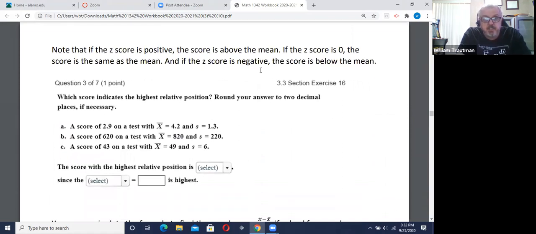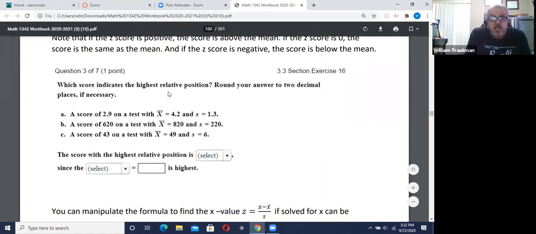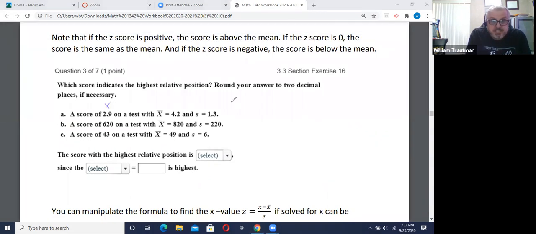And which indicated has the highest relative position? That means which is farthest to the right. I don't know if we want to do them all. Well, here's the score. That's the X. You just put it in your calculator, right? Don't forget the formula is X minus the mean divided by the standard deviation.